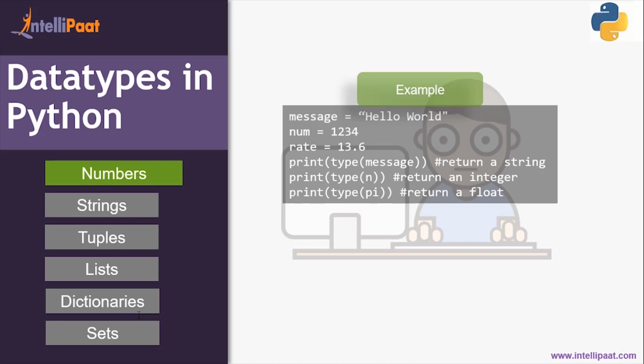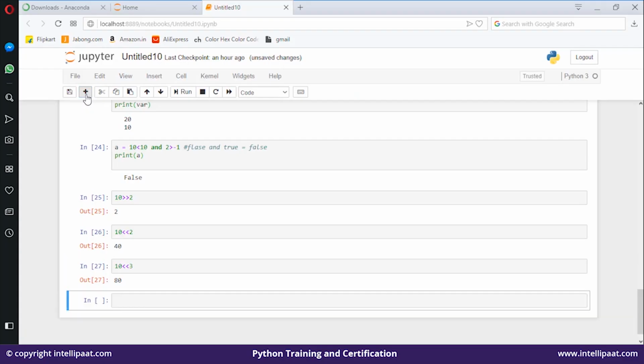Fine. Don't worry if you want to explicitly convert one data type to another. You can do it using the int function, long function, float function, or complex function. Alright, you have that option available with you. For now, let's just move ahead and see how we can find the data type of a variable. Let's see.